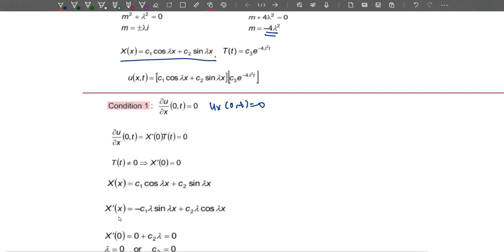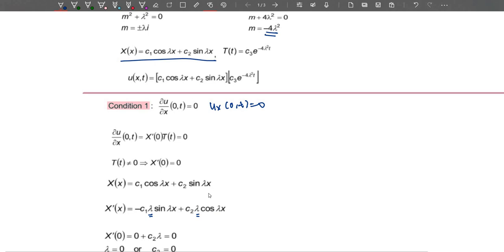Okay, we need to find X prime of x. So differentiate X(x): we have negative c1 lambda sin lambda x plus c2 lambda cos lambda x. Why is there lambda in front of the trigonometric function? Because we differentiate the angle and bring it to the front. Differentiate lambda x is lambda, so write it at the front. Differentiate cos is negative sin lambda x. And here c2 times lambda, because we differentiate the angle, and differentiate sine is cos lambda x.